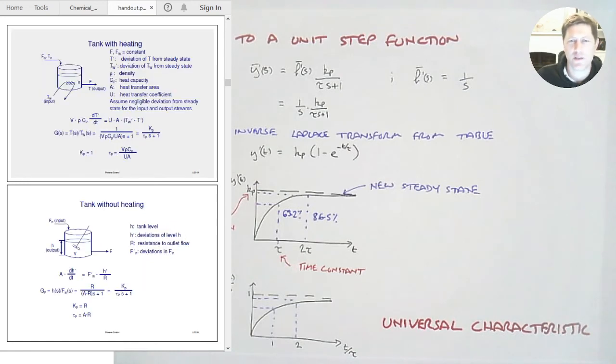There are 2 more examples here in the lecture notes, and I recommend that you pause the video and take a look at these just to work them through yourself. The first is the case of a tank with heating. So we've got the flow coming in, the flow coming out, and a heater within it. And then the system gets characterized by parameters including density, heat capacity, heat transfer area, heat transfer coefficient, and you can work out the energy balance on a system like that. And you'd end up with an equation like this.